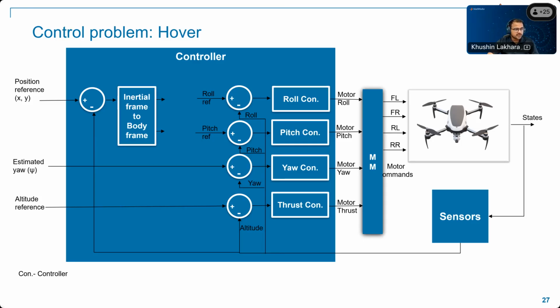Does anyone have a doubt here about why we need an inertial frame to body frame, or is everyone clear why we use it? Or what is the inertial frame and body frame? In the previous session, we talked about the body frame, but what is the inertial frame? Sai, Ritesh, Pushkar, Path, Madhur, what do you think? Why do we need this inertial frame to body frame?